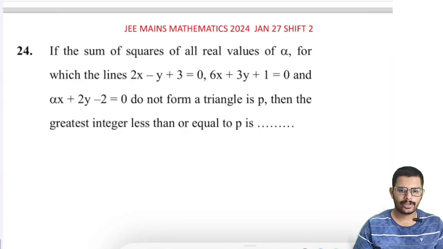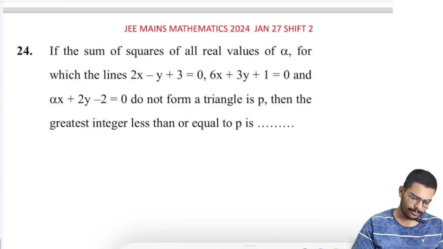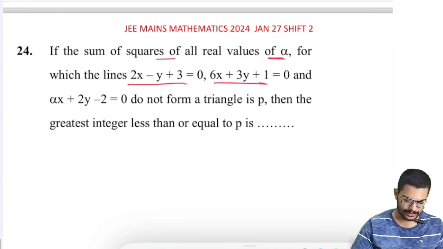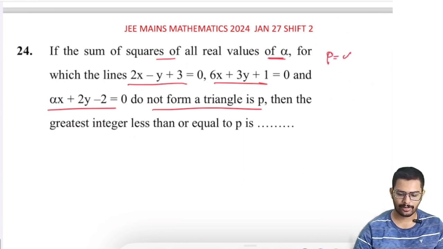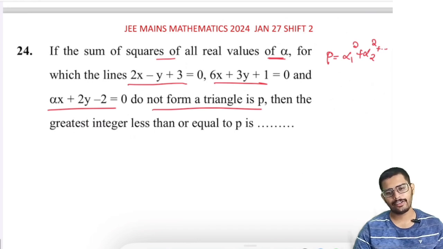This question is from the topic straight lines. If the sum of squares of all real values of alpha for which these three lines do not form a triangle is P, which means P equals the number of possible values of alpha, 1 value, 2 values, etc. Whatever the values, we need to take this sum.